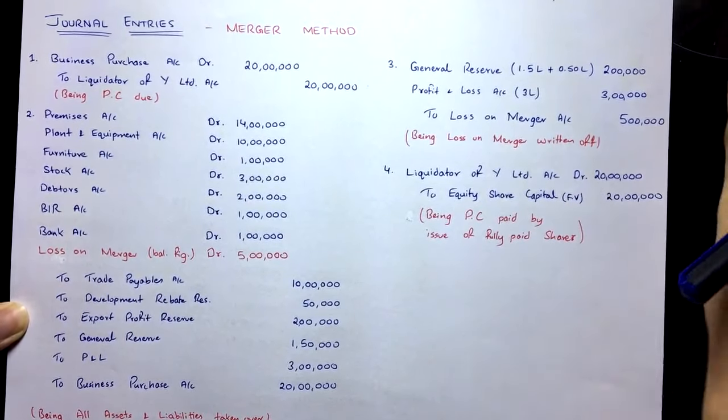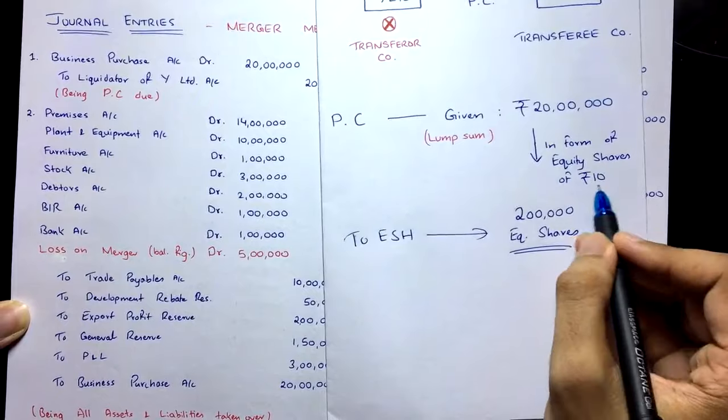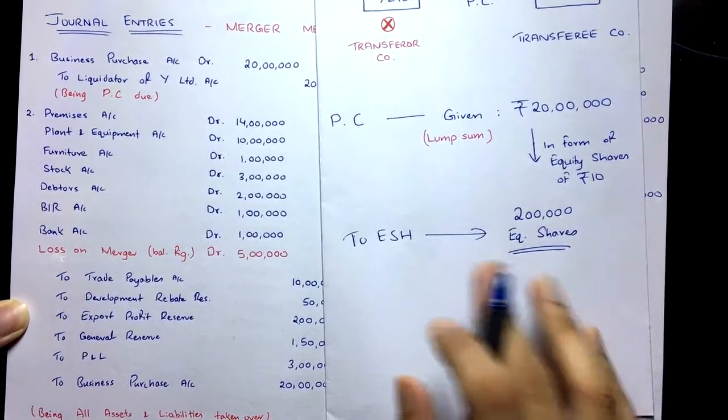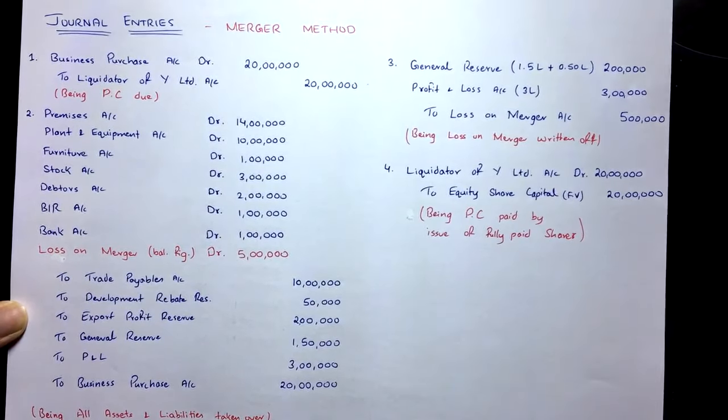But in this question, it is issued at the face value only. The issue price and the face value is same. So only 20 lakh will go to equity share capital account. Fine. So now let's see the balance sheet that we have to prepare.